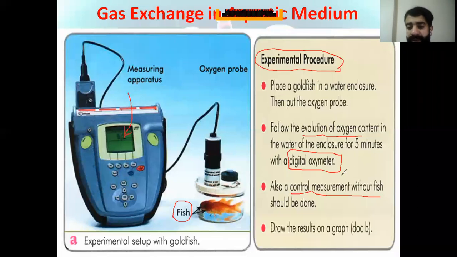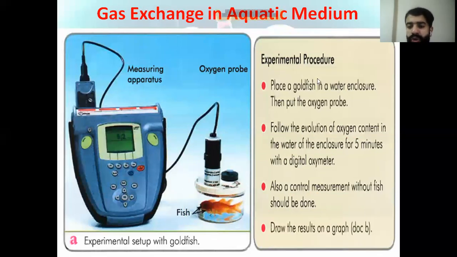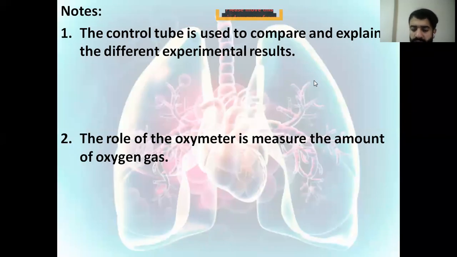So a controlled measurement without the fish also should be done. So we have another water enclosure, but this time without the fish. So one with the fish and one without, and we compare the differences in these two enclosures. And then we have to draw the results on a graph that is shown in document B.